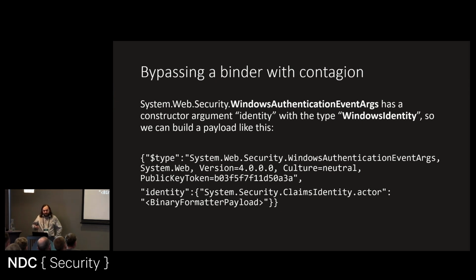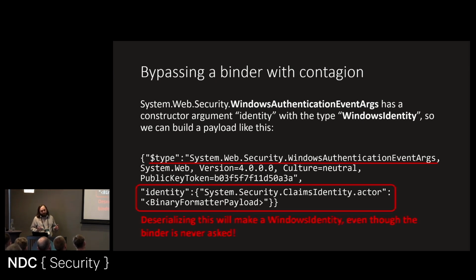So if you deserialize a Windows authentication event args type, that's the only type your serialization binder gets asked about. But when you deserialize the identity property of it, it won't ask your binder, do you want to make a Windows identity? But it will make a Windows identity object. And you can set the properties of it, which is good enough to get RCE.